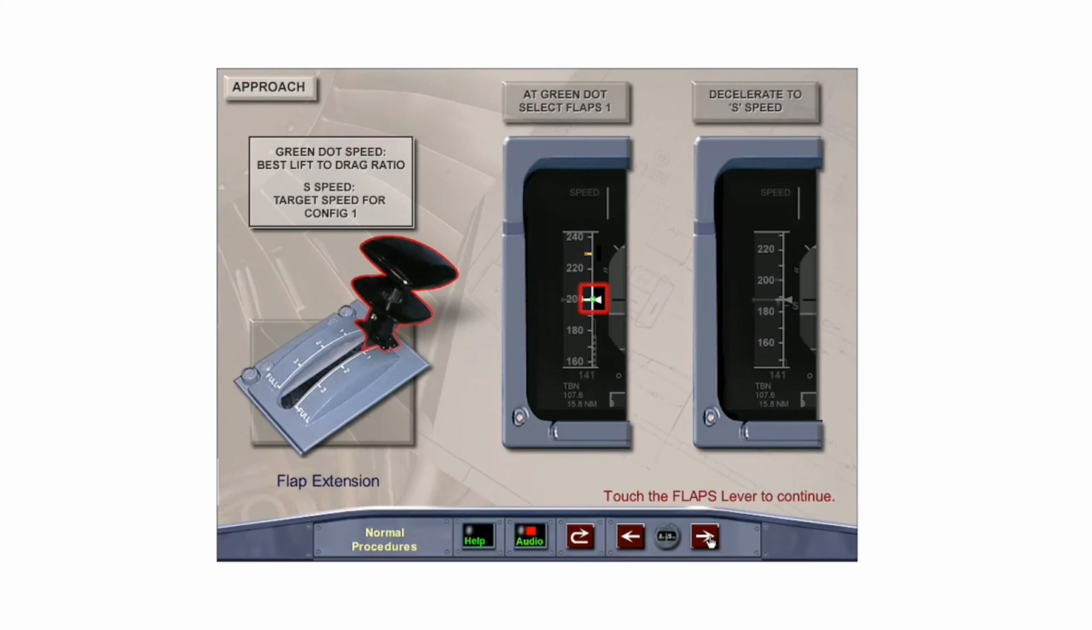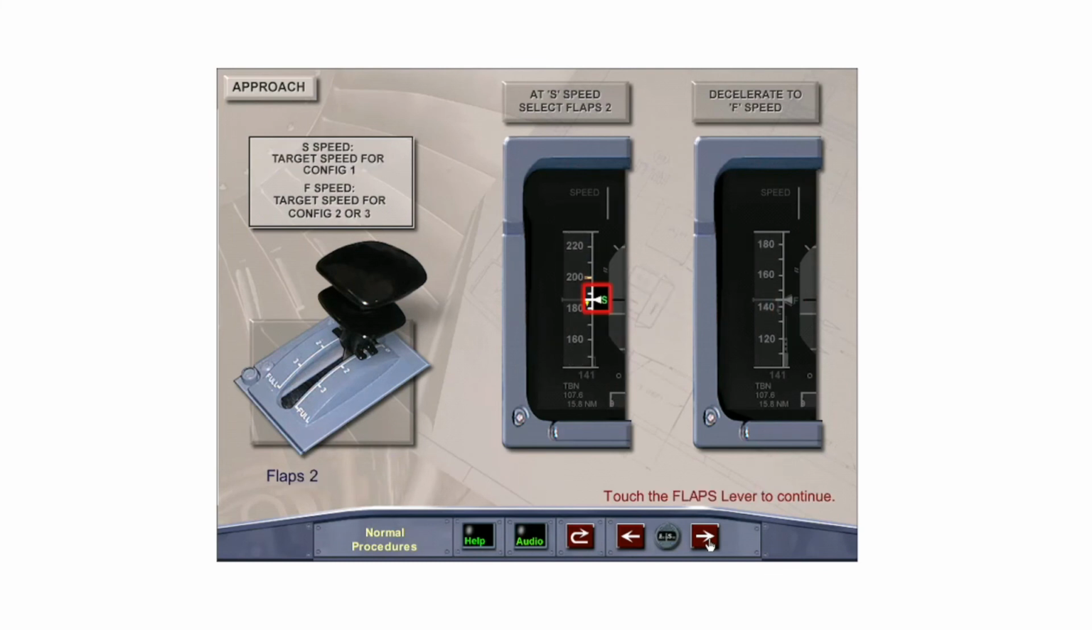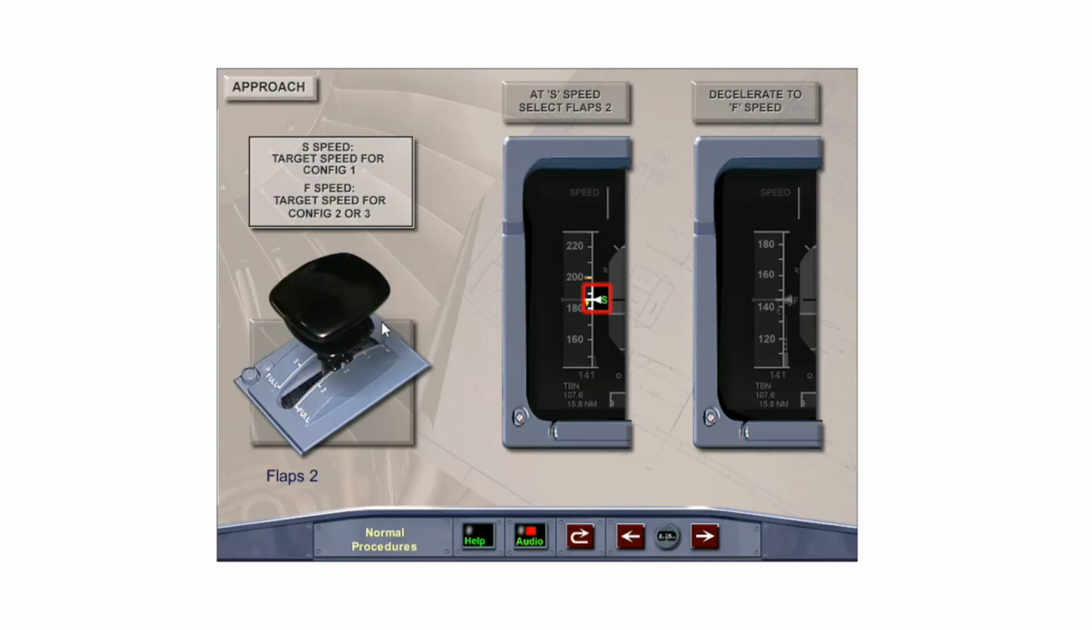On approach, the pilot flying calls for flap selections at the appropriate speeds. At green dot speed, select flap 1. In managed speed, the aircraft decelerates to S speed. Touch the flap lever to select flap 1, then touch the right arrow to continue. Touch the flaps lever to select flaps 2. When flaps 2 is selected, the aircraft decelerates to F speed.